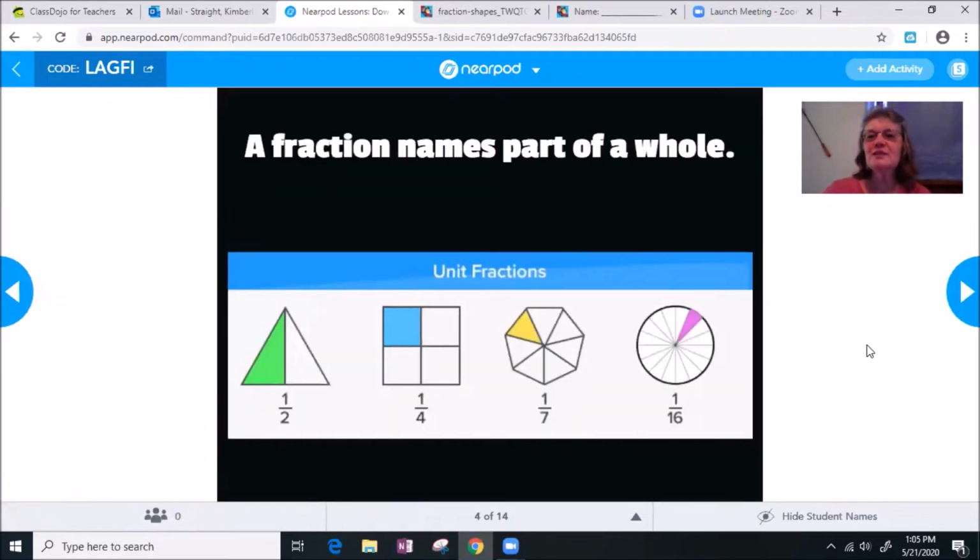A fraction names part of a whole. So if you have a triangle, and half of it is shaded, yep, 1 out of 2, and that gives us the fraction 1/2. Then out of a square, we have 1 part, so that's 1 out of 4, or 1/4, 1/7, and 1/16. Look at that.